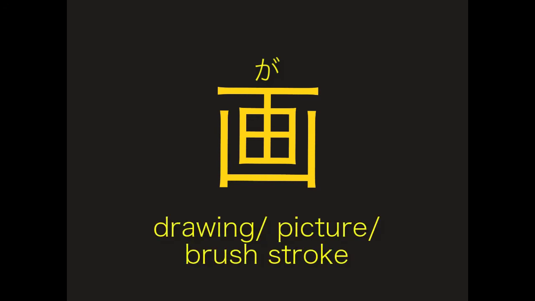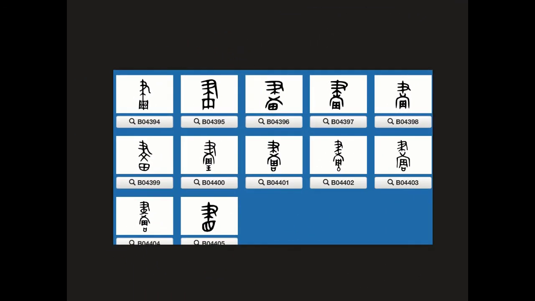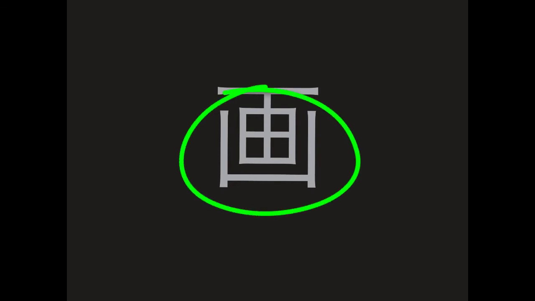The next kanji is pronounced ga, and it means drawing, picture, or brush stroke in ancient times. It's made up of a top element and a bottom element. The top element is a picture of a hand, side on, holding a brush, and underneath is a field enclosed on 4 sides. Now in the modern character, the writing brush has been reduced to just 1 stroke on top, and you can still see the field there with the enclosure around the outside, and that meant field boundaries recorded with a brush, therefore drawing or brush stroke.